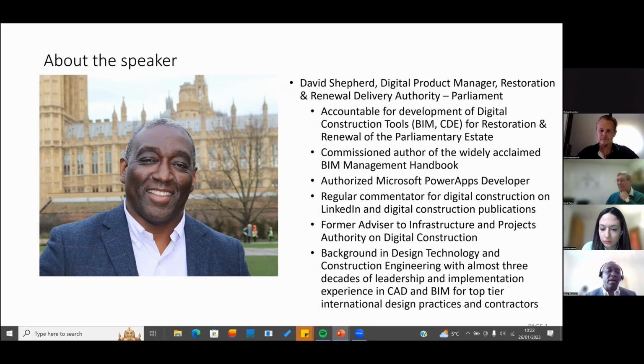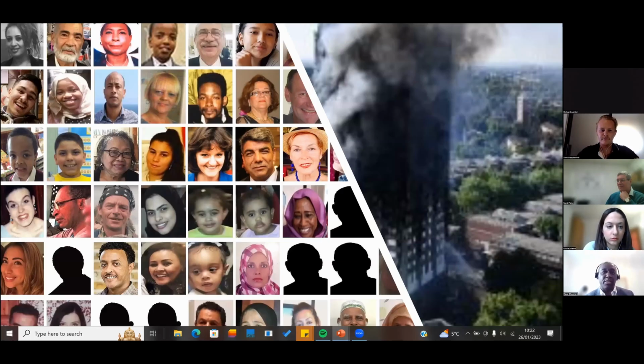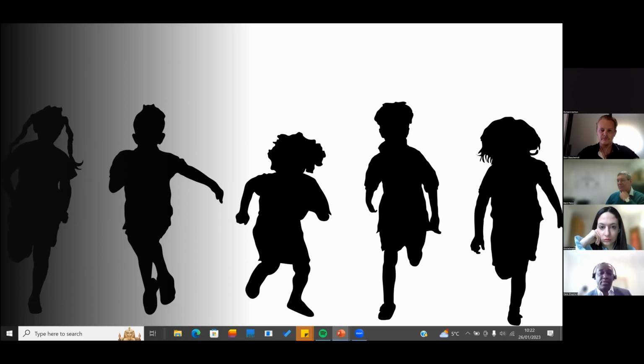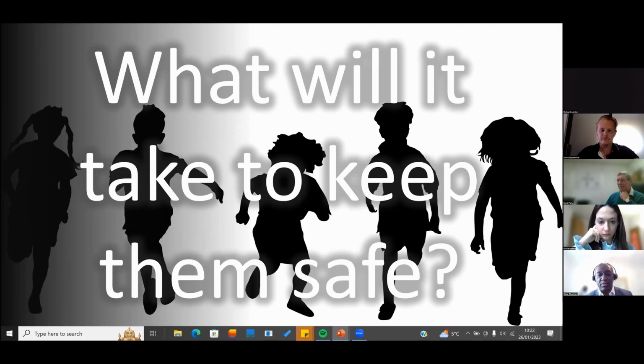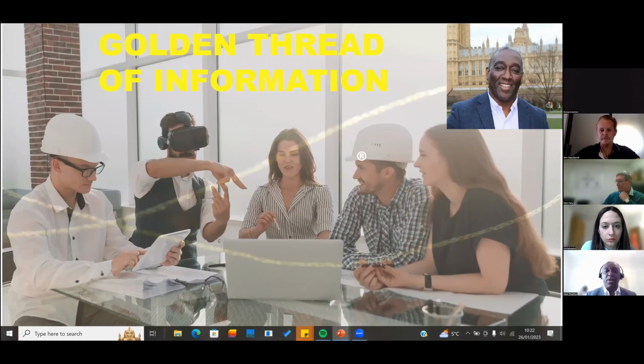So I wanted to start by just throwing up this image here. This is really, for many people, a painful image, but an important one because it highlights the significance of what we're trying to do here. 72 lives lost, many of them children, many of them ethnic minorities. But the key thing to note is that if it could happen in Grenfell, then obviously it could be one of our members of our families, and hopefully those who are represented here didn't lose their loved ones in that fire. But the question we need to answer is, what will it take to keep them safe? That's what we're here to do. And the key part of that is the golden thread of information, isn't it?